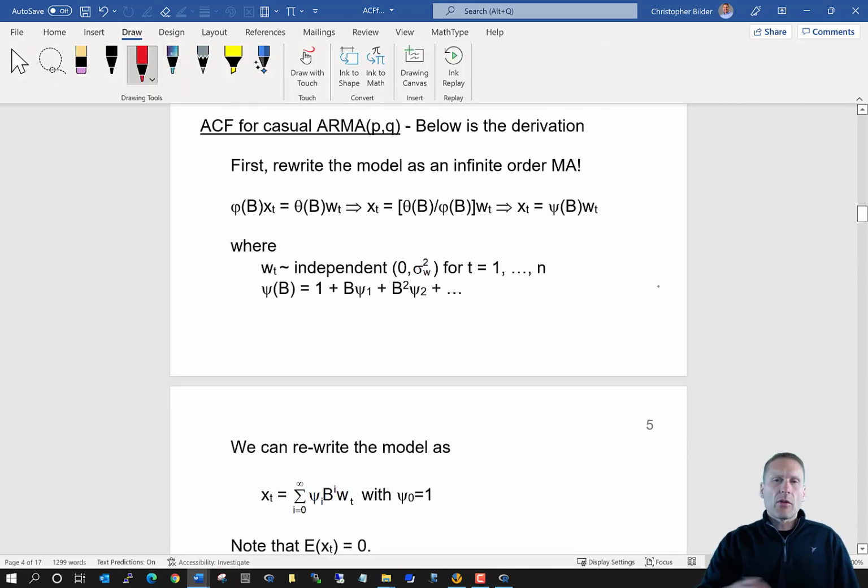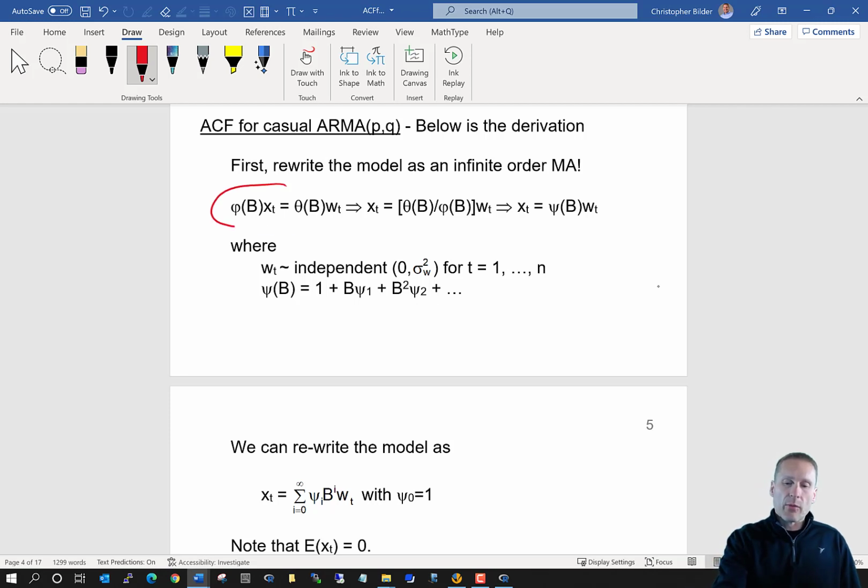So let's take a closer look then at a more complicated model, the ACF for an ARMA(p,q). The autoregressive component has p parameters. The moving average component has q parameters. So the first thing that you need to do in these kinds of settings is to rewrite the model as an infinite order moving average.